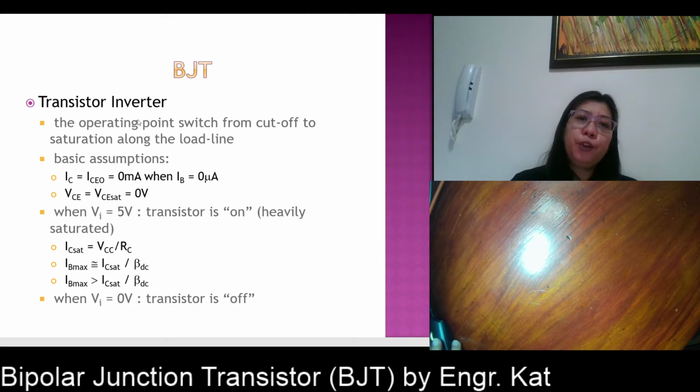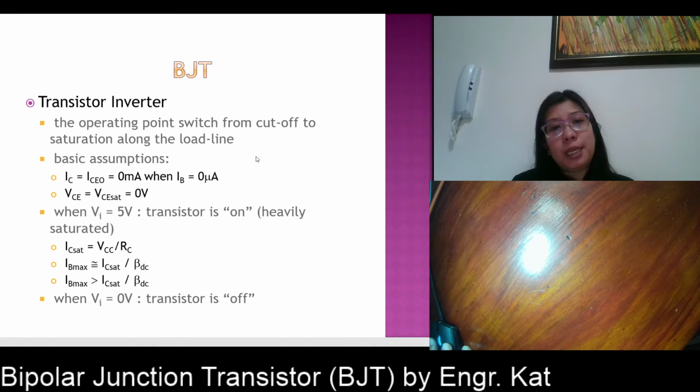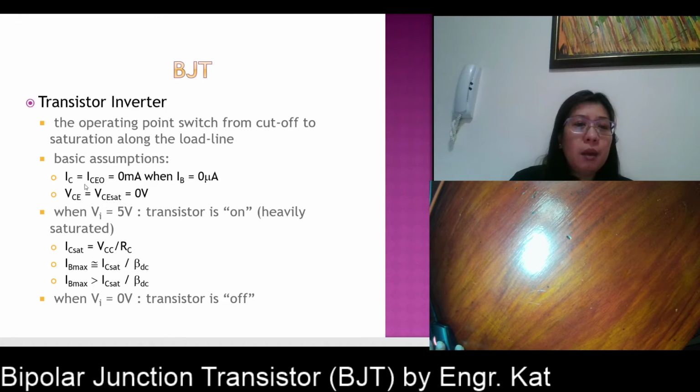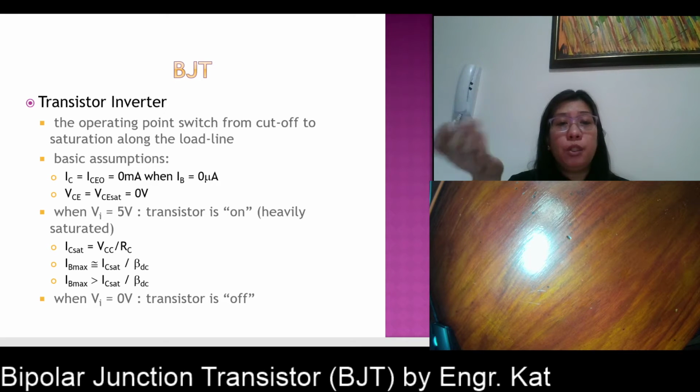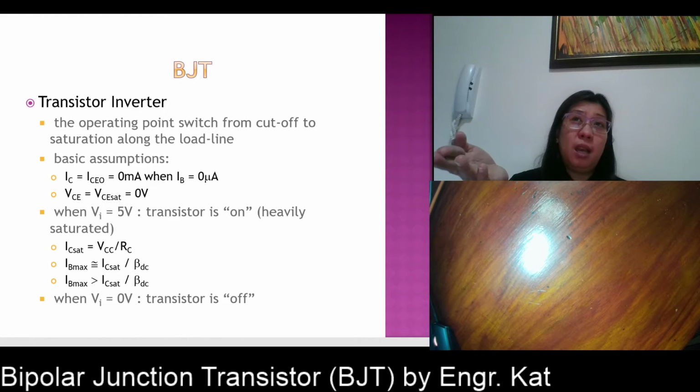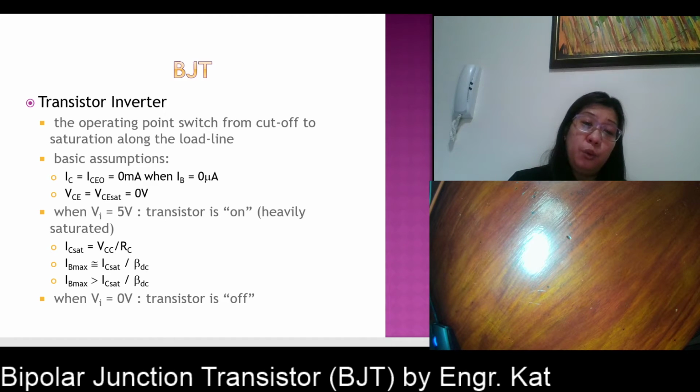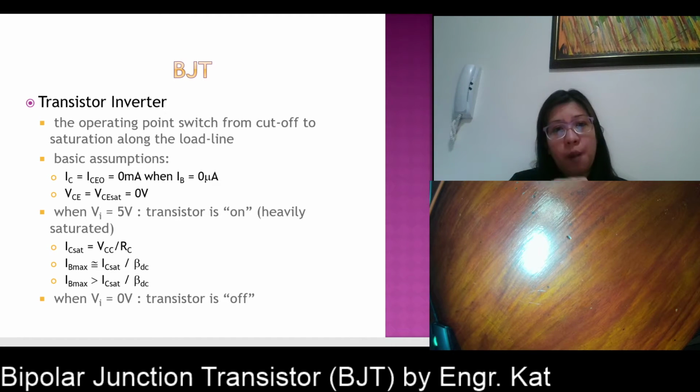Okay, so for your transistor inverter, the operating point must switch from cutoff to saturation along the load line. We have to use these basic assumptions: IC must be equal to 0, so therefore your ICEO is equal to 0. Ideally we can make use of this, but in a real situation, ICEO is usually a very, very small value, maybe in the microampere range.